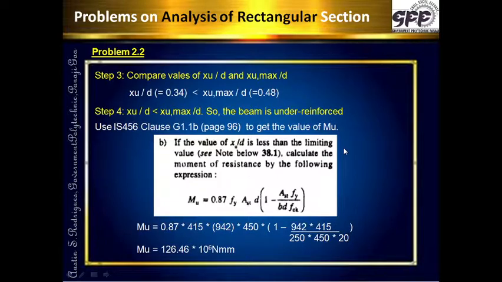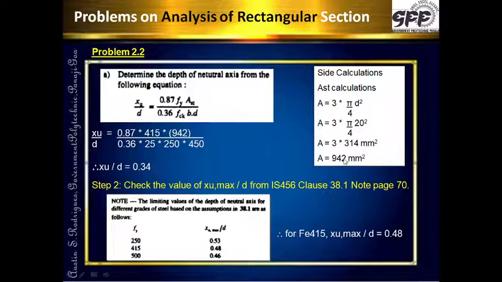Now this value of 942 is substituted over here for AST. So AST is written as 942. Coming down, 0.36 comes down as it is. Now FCK has been given to us, grade of concrete has been given to us is 25. So FCK is written as 25.